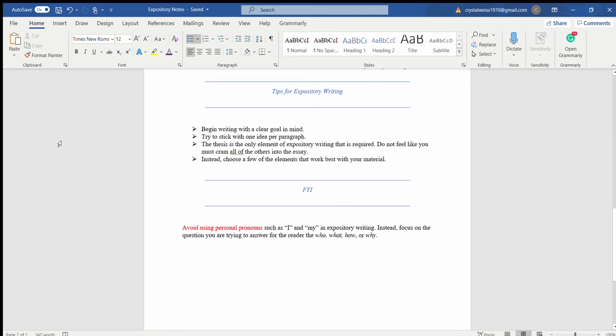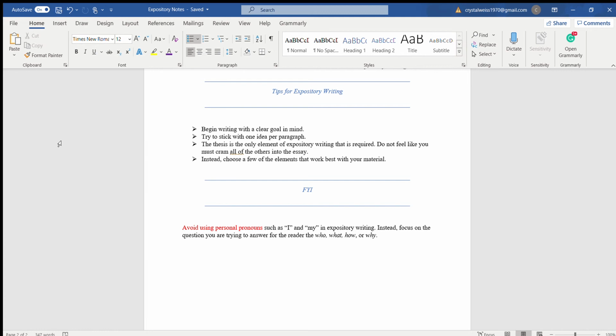You want to begin writing with a clear goal in mind. That is your topic. Try to stick with one idea per paragraph. So when you're writing that paragraph, keep that essay map in mind. Remember that your topic sentence is your mini thesis. Keep that in mind as you write that paragraph until you get to the analyzation part. Then you want to take that topic sentence and reaffirm what it has to do with that thesis statement.